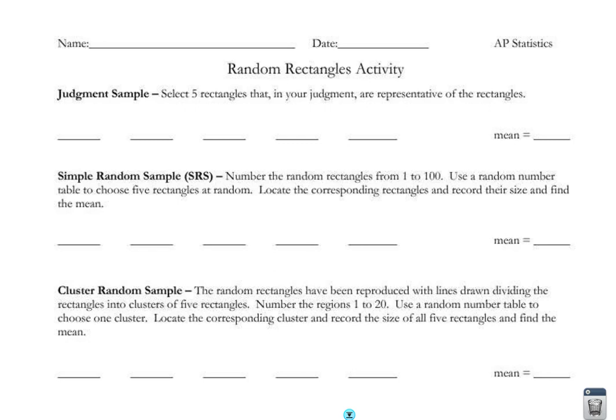So in this packet, you have the first page, the random rectangles activity, but if you flip over to the back of that, you just have a piece of paper that has all of these random rectangles on it, okay? So you're just going to pick 5, any 5 that you have here, and then you are going to write down in those blanks right here what is the area of each rectangle, okay? So if your rectangle is a 2 by 2, the area would be 4. If your rectangle is a 3 by 3, the area would be 9.